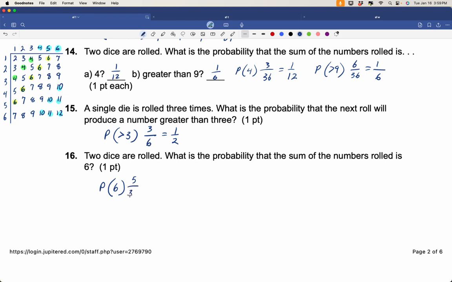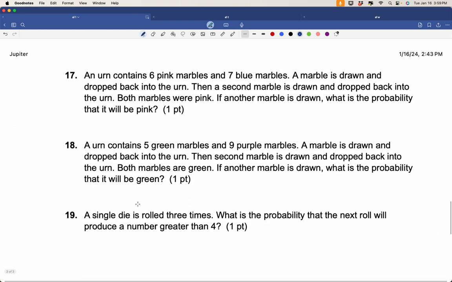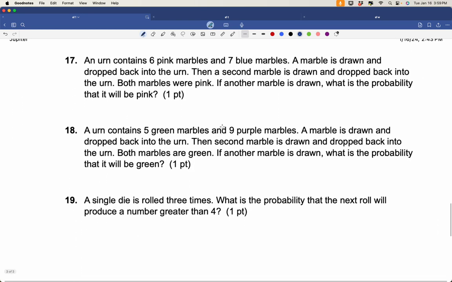So that's 5 out of 36. And we can't reduce this because 5 is a prime number and it doesn't have a factor in common with 36. So that would be the answer for number 16. Let's move on to number 17 and let's do the urn problems. I love doing urn problems.